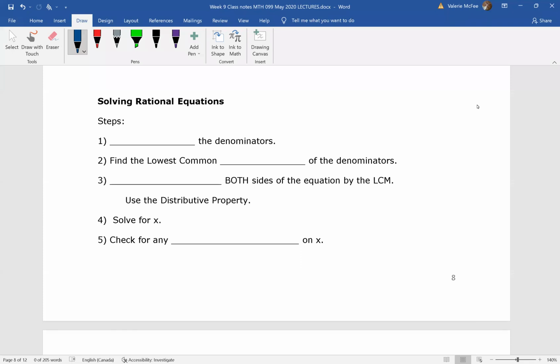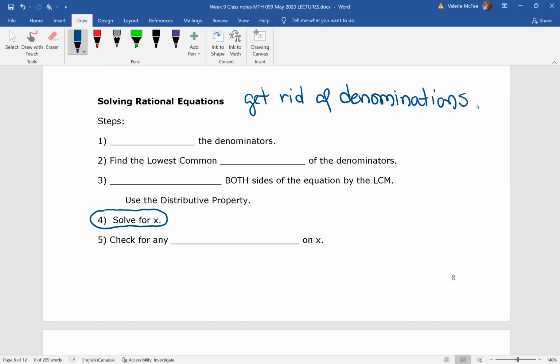In an equation, when we're asked to solve, right here in step 4, solve for x, we want to have x by itself. So when we're asked to solve a rational equation, we're getting rid of the denominators. You might remember when we started simplifying rational expressions, I hope I reminded you to keep the denominators. Now we're getting rid of them in order to isolate x.